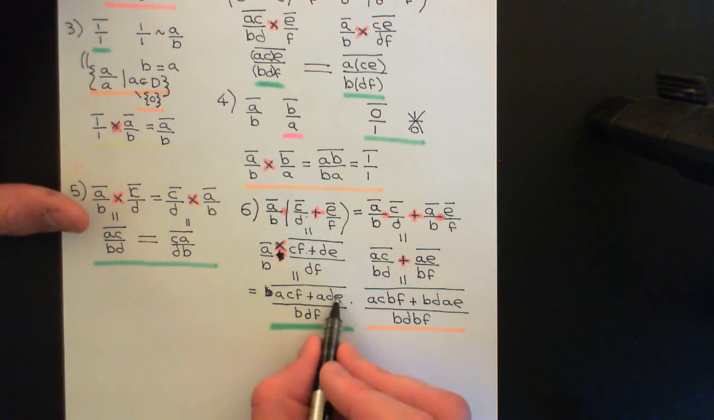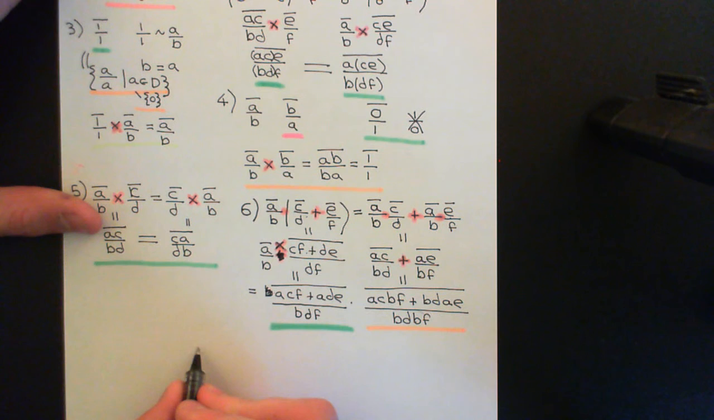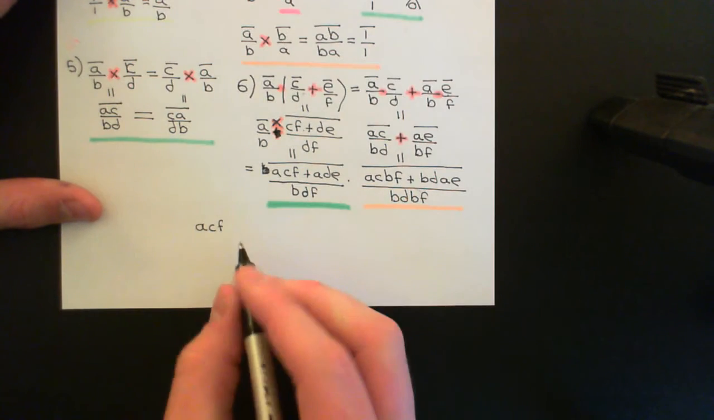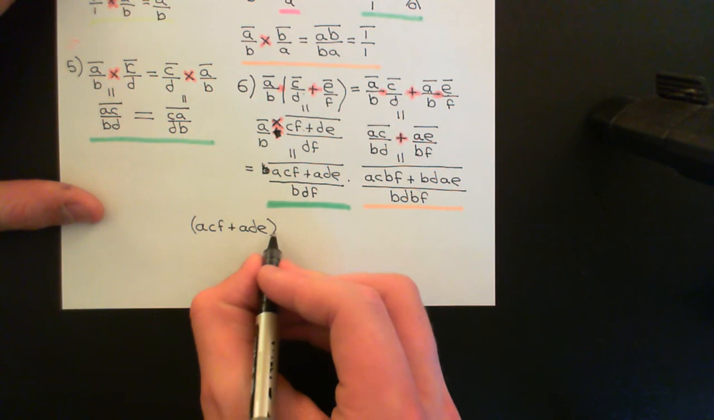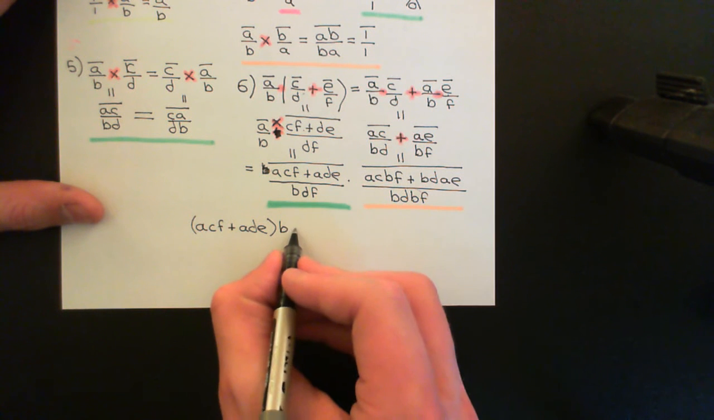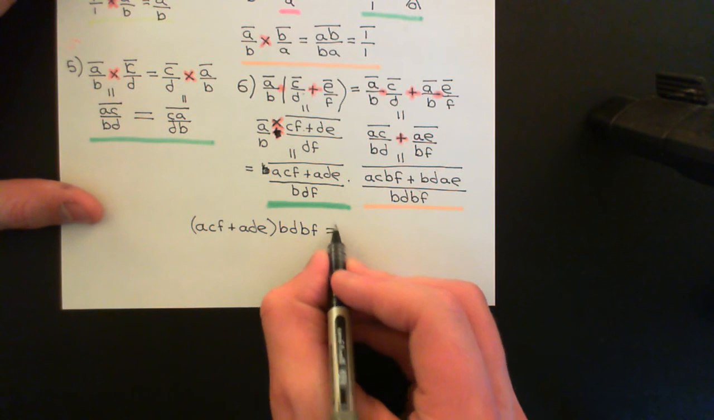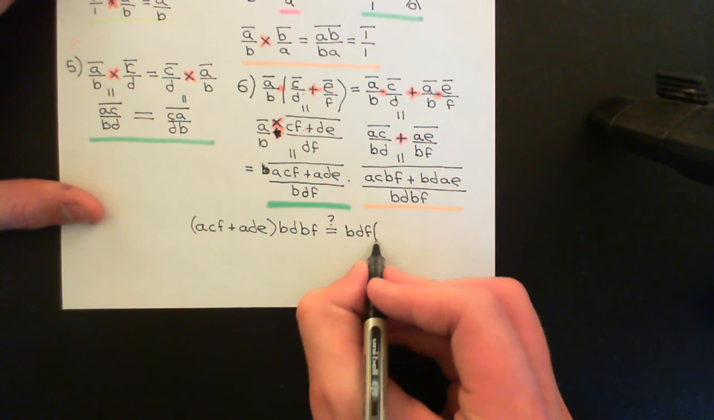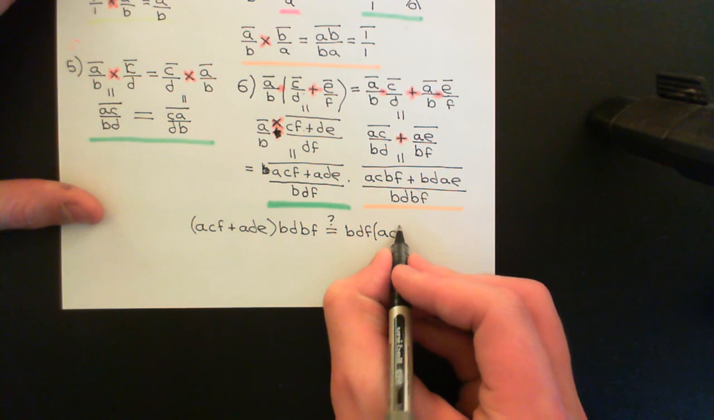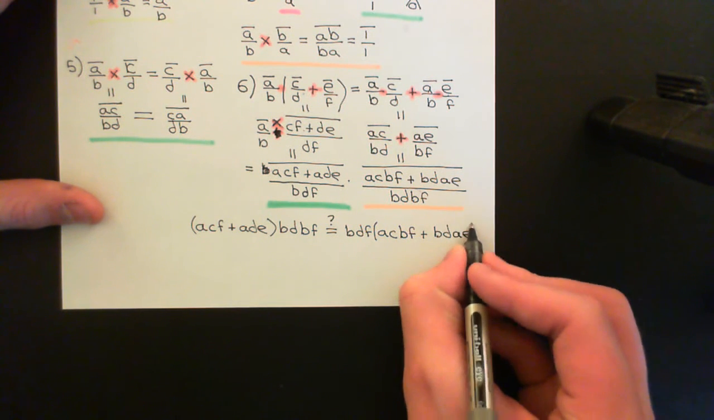So what we need to prove then is that this numerator times this denominator is equal to this denominator times this numerator. So let's do that. This numerator here is a times c times f, plus a times d times e, and this is the part where I find out whether I've made some ghastly mistake. Then we multiply it by this denominator here, b times d times b times f. And then we want to ask, is this equal to, so I'll put a question mark there, the denominator here, b times d times f, times the numerator here, which is a times c times b times f plus b times d times a times e?